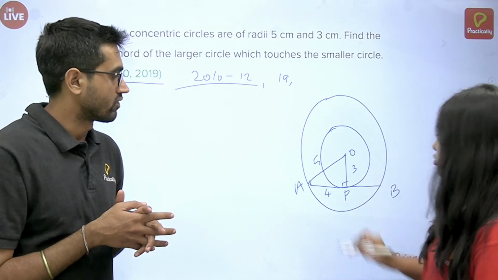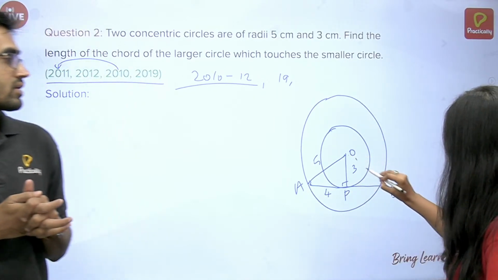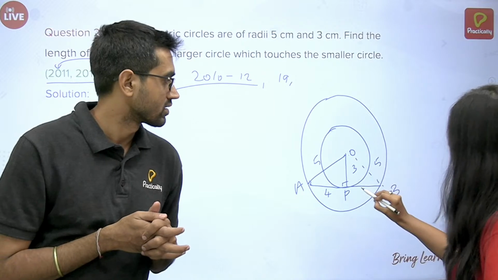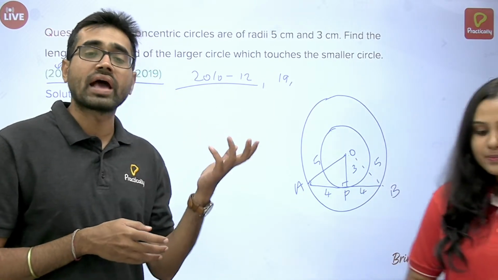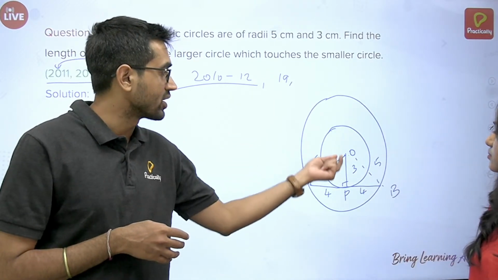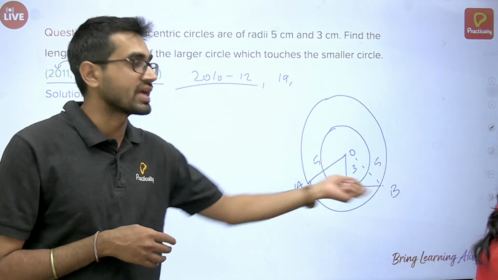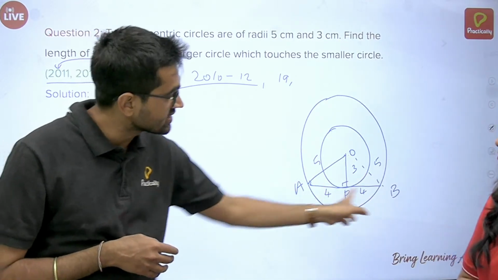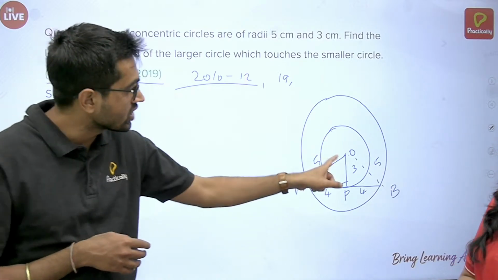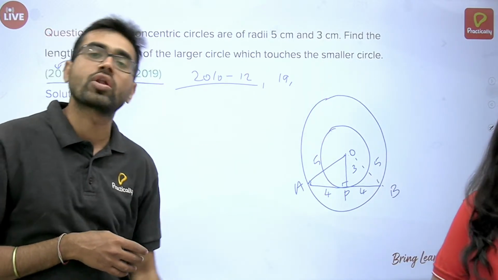So this will be 4. Same thing with this side. Again this is 5, this is 3, this will be 4. And if you remember the class 9 theorem, it says that any perpendicular drop from the center will bisect the chord, right? So since this is also a chord of the bigger circle, the chord must have been bisected by the perpendicular drop from the center.